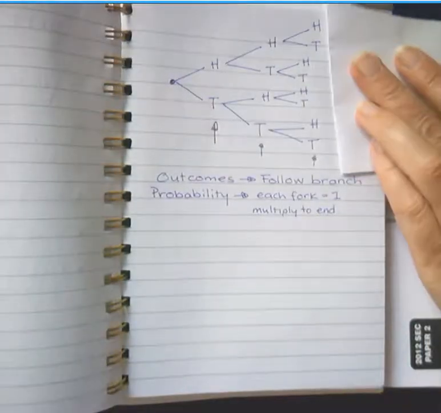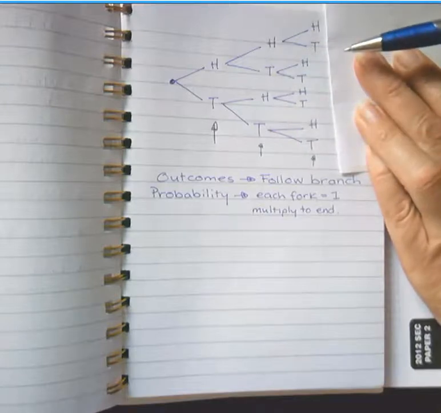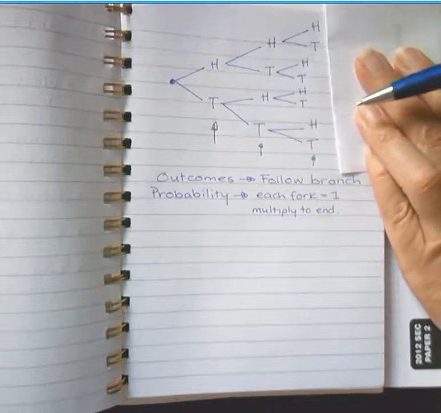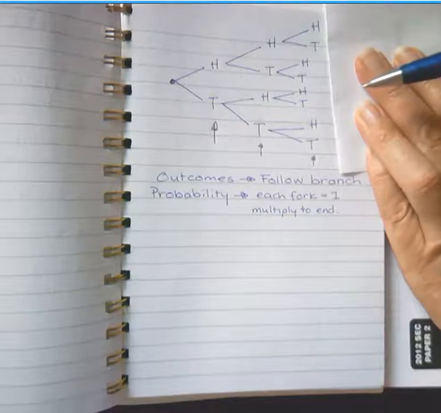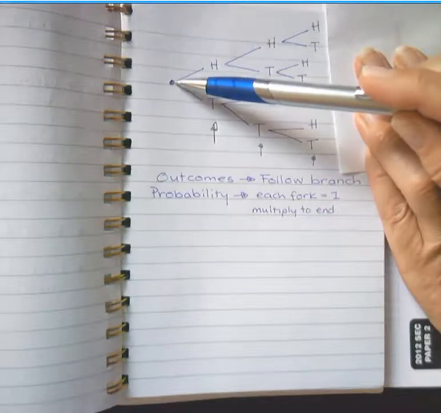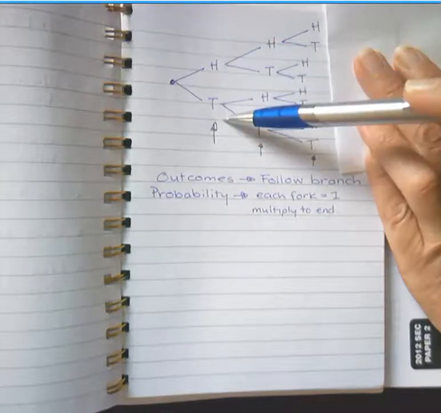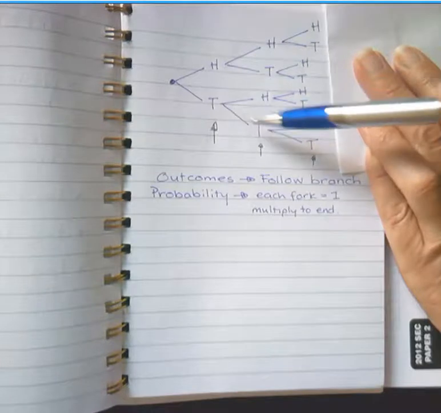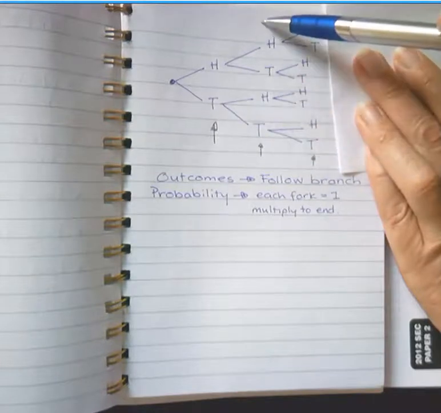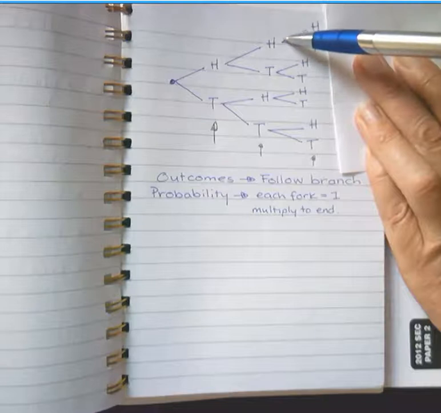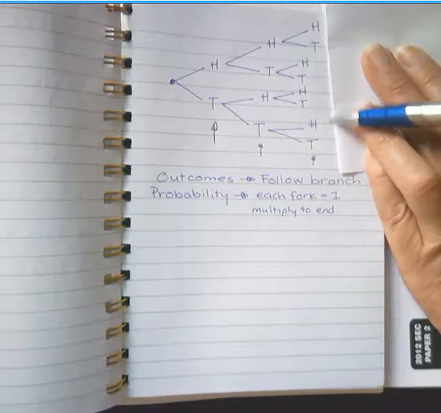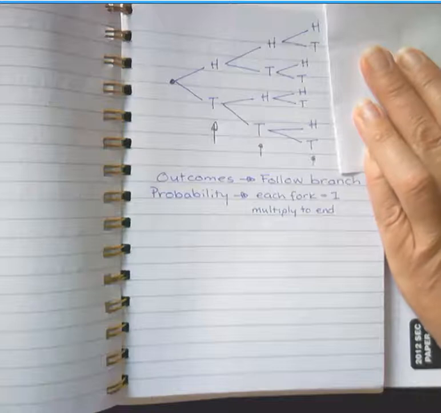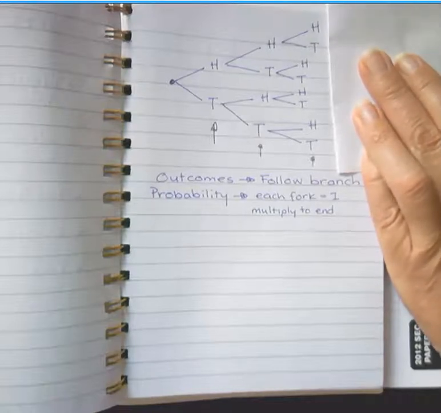If you look at this tree diagram I've already done, what this represents is I'm throwing a coin 3 times. It could be the same coin 3 times. So this is my start point and I'm throwing the coin. When I throw the coin, I get 2 answers. I can get a head or a tail. Then I throw the coin again and I get a second set of answers. Then I throw the coin again and I get a third set of answers. Each time my answers are only a head or a tail.